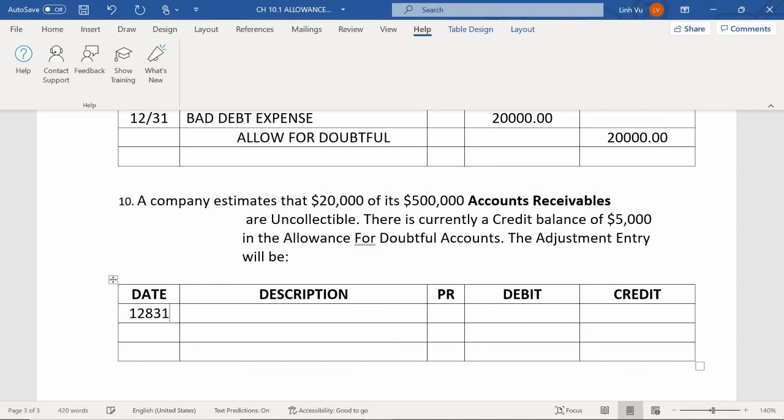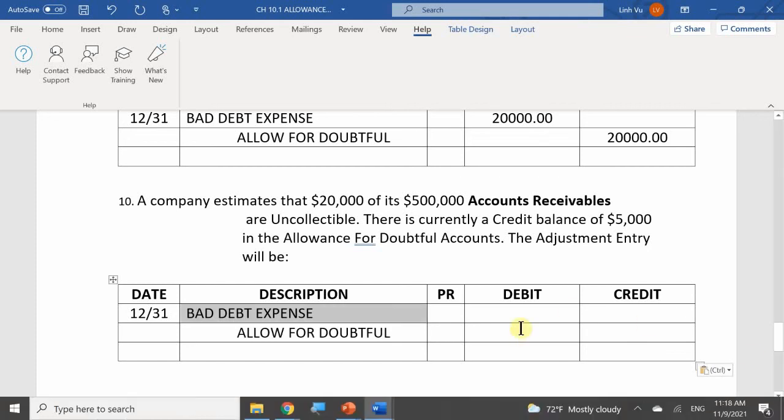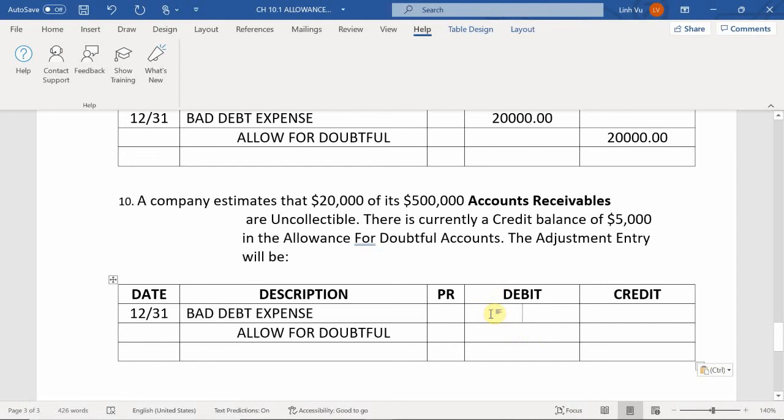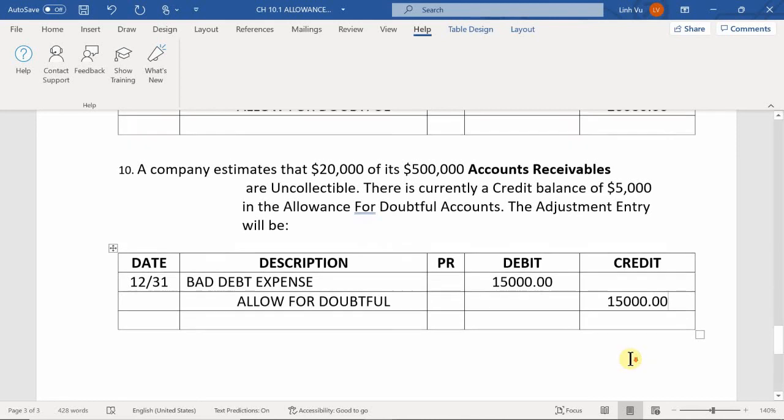Do we add the 5,000 this time? What's the rule? Is it a debit or credit balance right now? It's a credit balance. So do you add or subtract? You subtract, right? Because in this case, you're already on the right side. How many more do you need to get to 20,000? You need 15,000 more to get to a total credit side of 20,000. So 15,000.